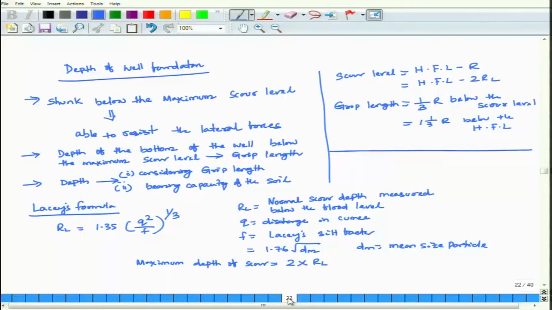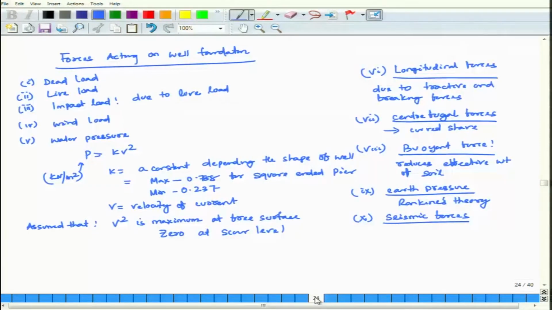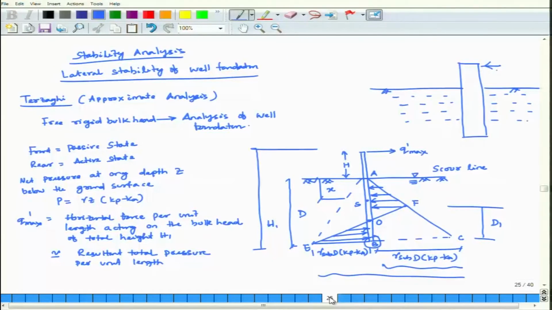Then depth of the well foundation by Lacey's formula, how you are going to find it out, that part also explained. Then from Kaudal provision, from Terzaghi and Peck, ultimate bearing capacity, that also explained. Then different forces acting on well foundations: dead load, live load, impact load, wind load, water pressure, longitudinal forces, centrifugal forces, buoyancy forces, earth pressure and seismic forces. Then stability analysis, lateral stability of well foundations.